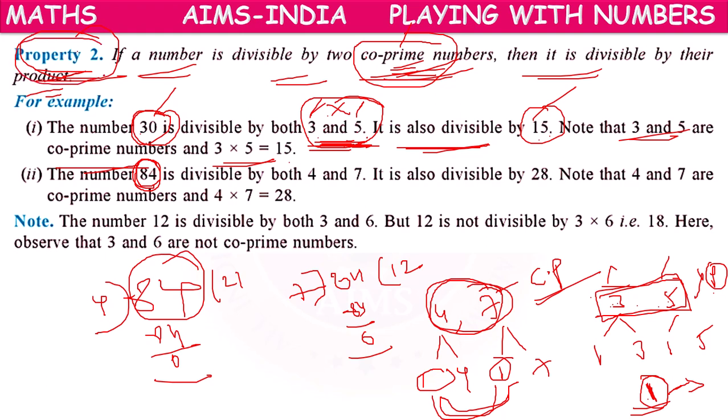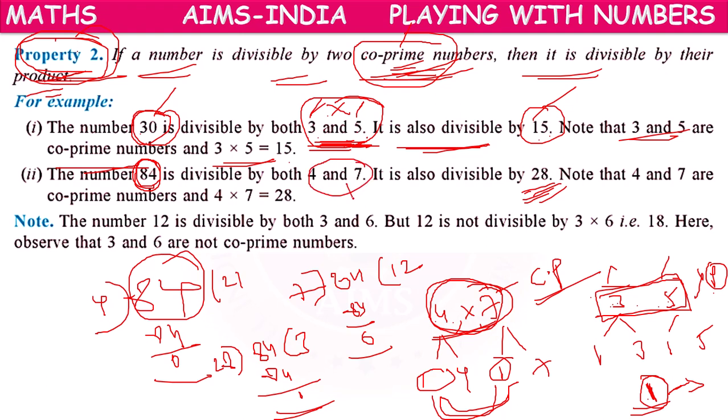So according to this property, what does it mean? What is the product of co-primes? 4 into 7. How much? 28. So 28 3 times 84. Is it divisible by 28? 28 3 times 84, 0. Means if 84 is divisible by 4 and 7, which are co-primes, then 84 is also divisible by 28, which is their product.